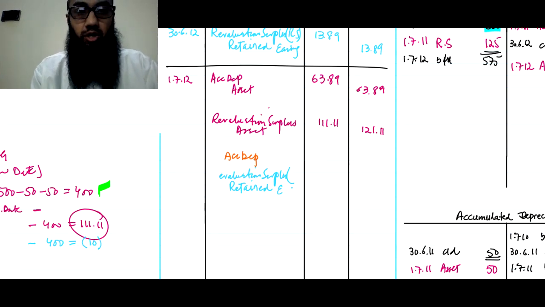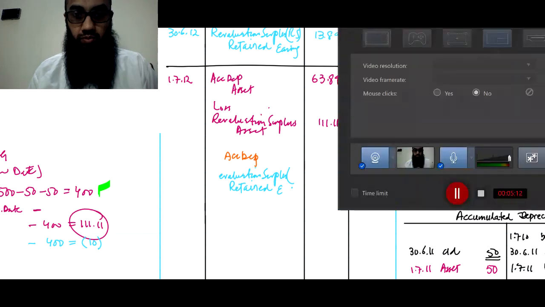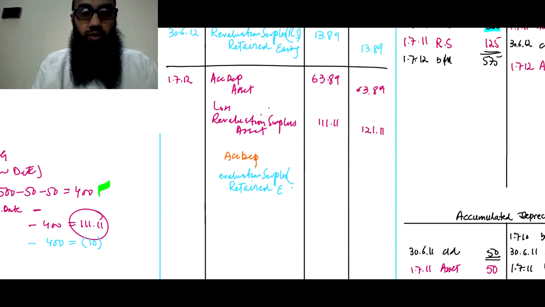And the third one, the third place is taken by the revaluation loss. Revaluation loss 10. This will go to profit and loss.